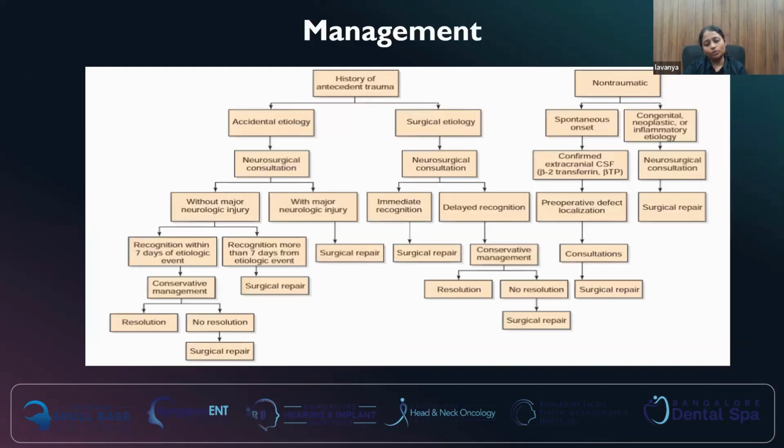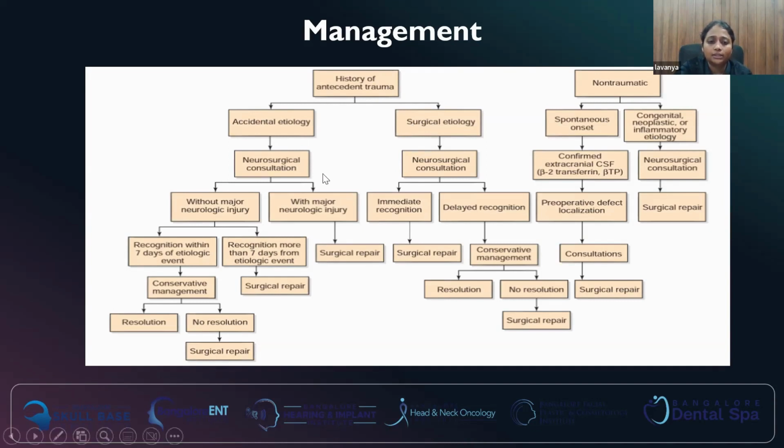So we have looked at the clinical diagnosis. We have looked at what is necessary to confirm the presence of CSF and how to confirm the site of the leak. So once we know it is CSF rhinorrhea and know the site of the leak, what is the next procedure? For management, generally, there are two options. If there is a history of antecedent trauma, then it becomes either accidental etiology or surgical iatrogenic etiology.